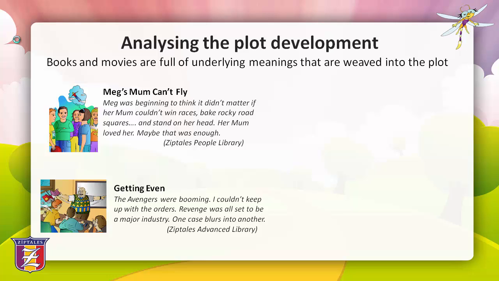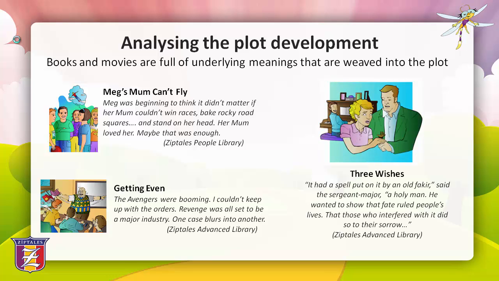Subtext can also be generated in the plot development through dialogue. In the story 3 Wishes, Mr. and Mrs. White are fascinated by a monkey's paw that is being shown to them by a visitor, Sergeant Major Morris. "It had a spell put on it by an old fakir," said the Sergeant Major, "a holy man. He wanted to show that fate ruled people's lives, that those who interfered with it did so to their sorrow." This ominous message sets up a feeling of anticipatory dread in that although having 3 wishes would be anyone's dream, something is bound to go wrong.